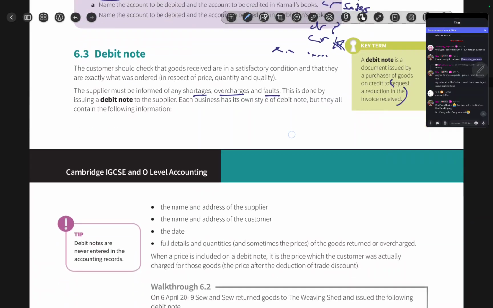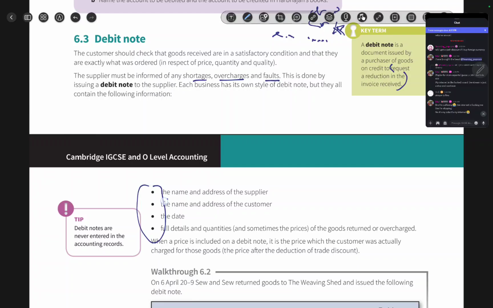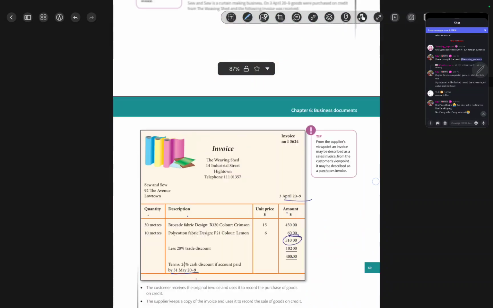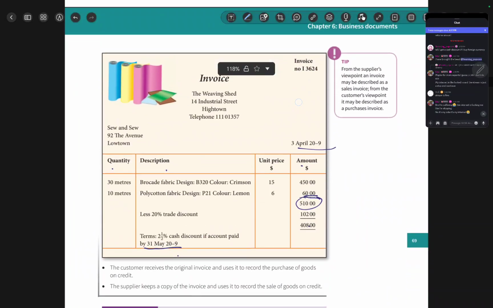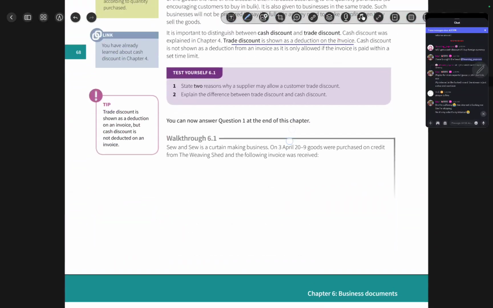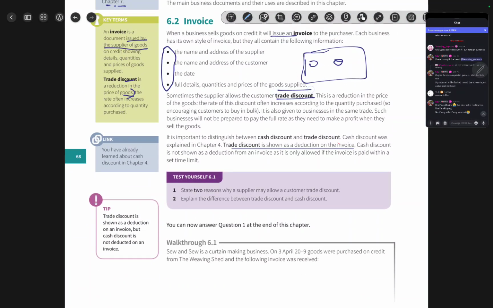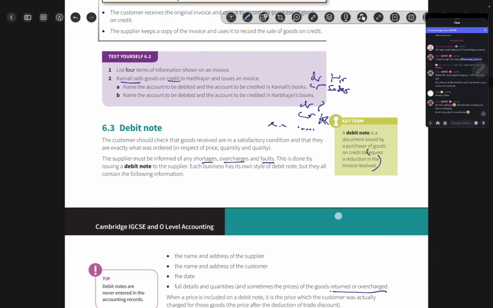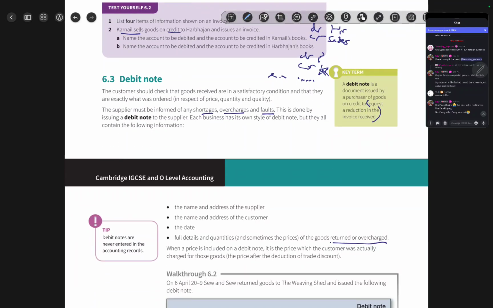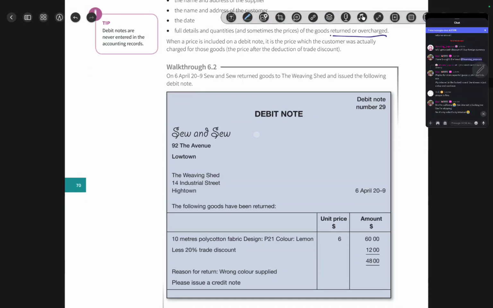Each business has its own style, but they all contain the following main information: the name and address of supplier, the name and address of customer, the date, and then the details and quantities of the goods returned or overcharged. So in the invoice, we had the details and quantity of the goods that are being supplied, and here we have the details and quantities of the goods that are returned or overcharged. Let's have a look at the example.